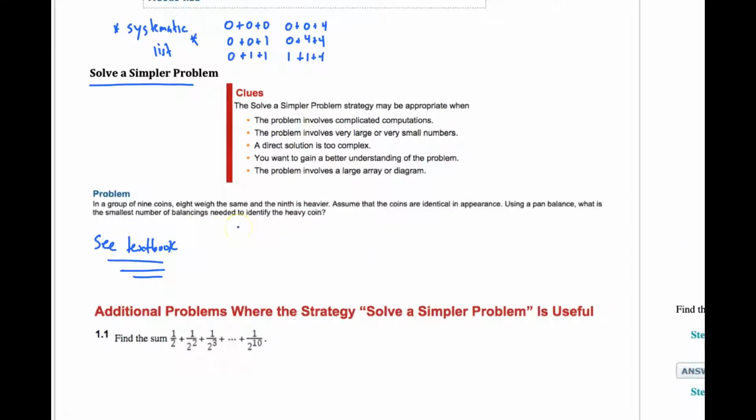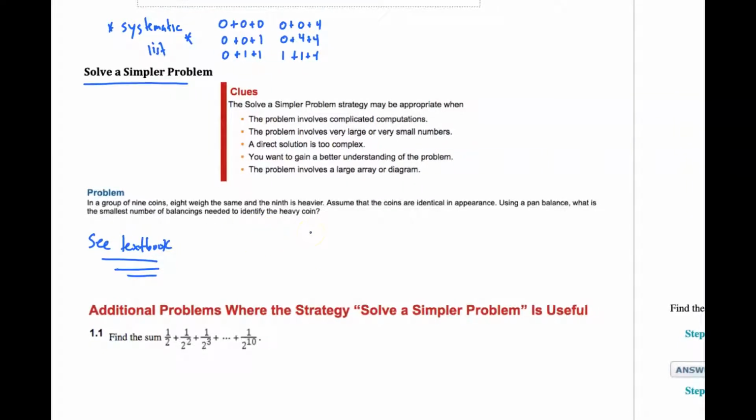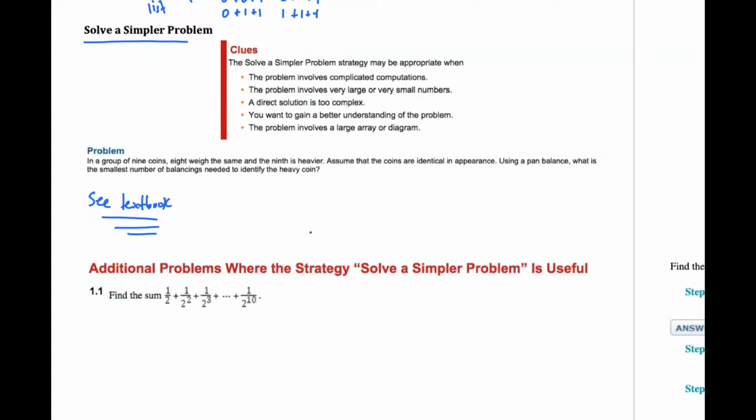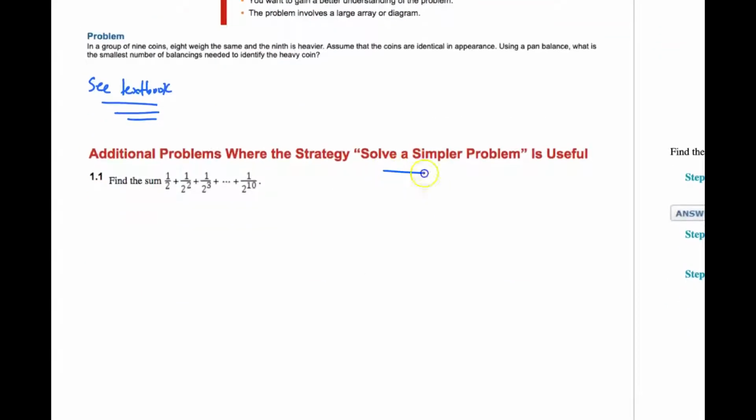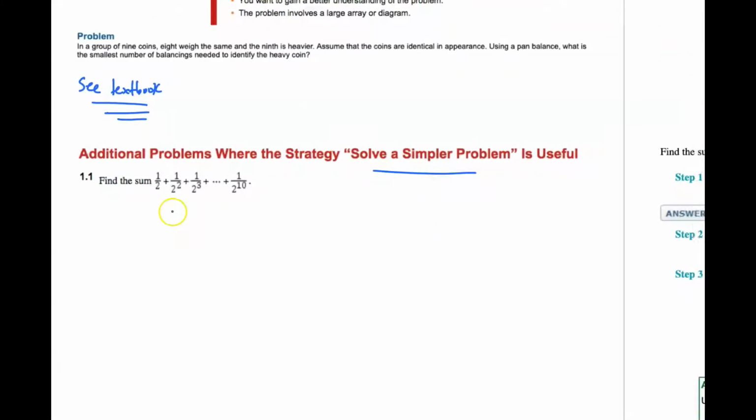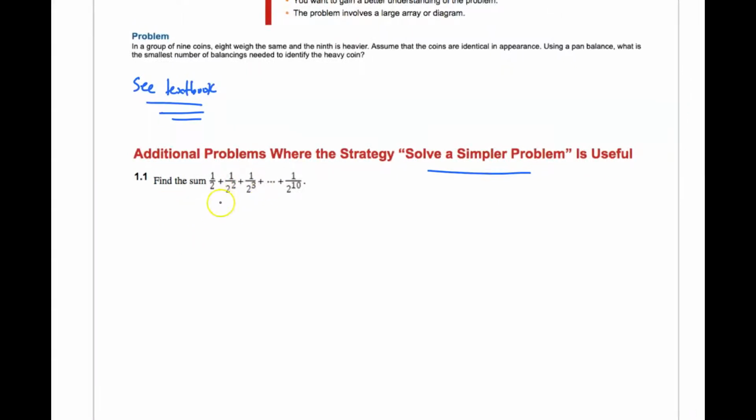This problem here is about how many coins it will take to determine using a balance, right? And the textbook has a long, exhaustive explanation of that. But again, it's a way of solving a simpler problem. Let's continue on with that theme of solving a simpler problem and look at the answer to this one here, which is find the sum of these here.